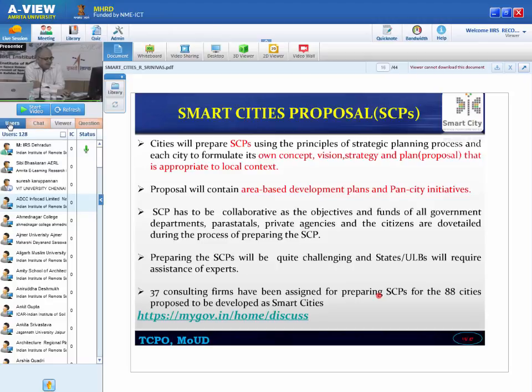Almost 88 cities' smart city proposals, one can go through on mygov.in. You must be aware, you must have also seen the presentations of all the smart city proposals, and these were all done basically through consulting firms.